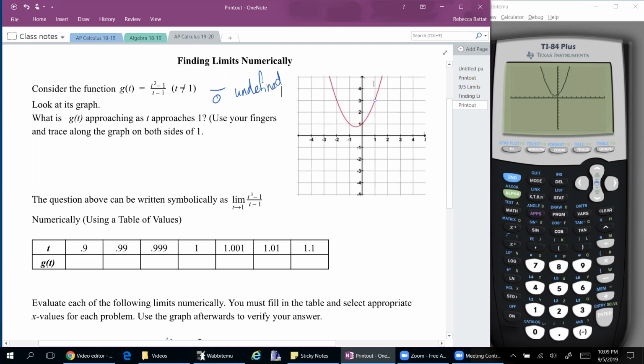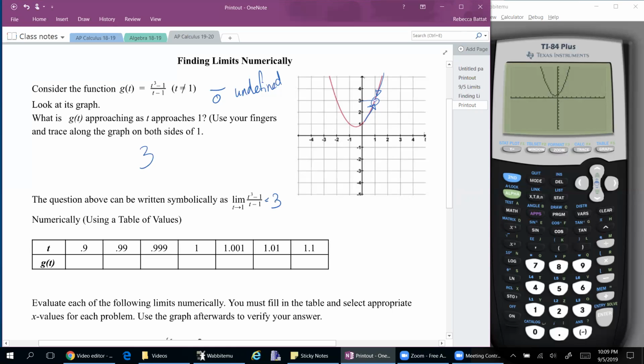Now, if we want to find the limit as t approaches 1 of this function graphically, we would look on either side. What are we approaching from the left? We're approaching 3. And if we're going from the right side, we're also approaching 3. So we're approaching 3 from both sides, so we say the limit as t approaches 1 is 3.